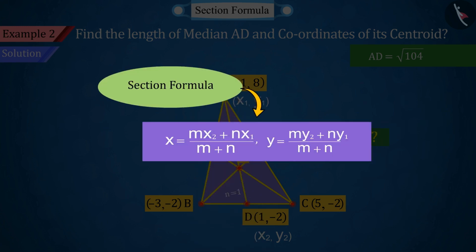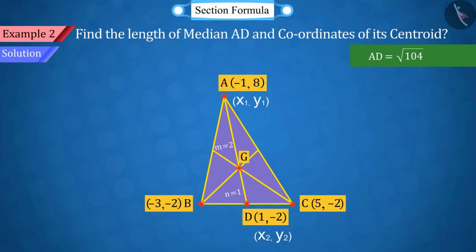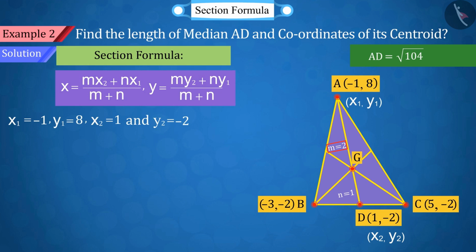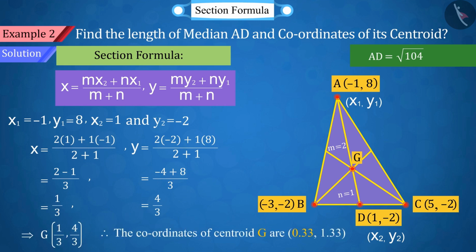Absolutely correct. For this, we will use the section formula, where the coordinates of point A are x1 equals -1, y1 equals 8 and point D are x2 equals 1, y2 equals -2. From m, n, x1, y1, x2 and y2, put the values in the section formula. On solving, the coordinates of point G we get are 0.33 and 1.33.